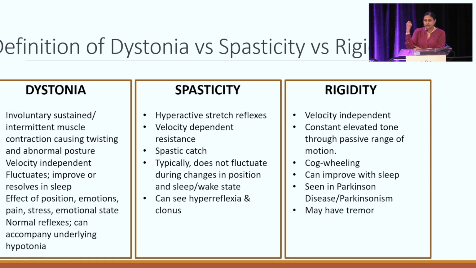When you're feeling patients and trying to assess whether there's rigidity, what you feel is this constant elevated tone through that passive range of motion, and it feels like it's cogwheeling. When you feel it, you sort of know it, that this feels different than spasticity and dystonia. So that's a hallmark, that cogwheeling that you can feel. We know that it can improve with sleep, and it's often seen in Parkinson's disease, but for a lot of our patients that have Parkinsonism, you may see it there, and it may be associated with tremor as well.